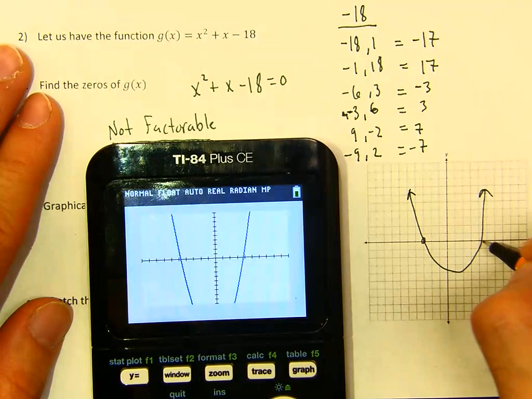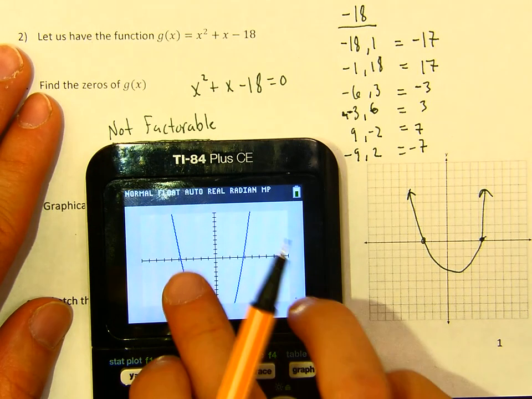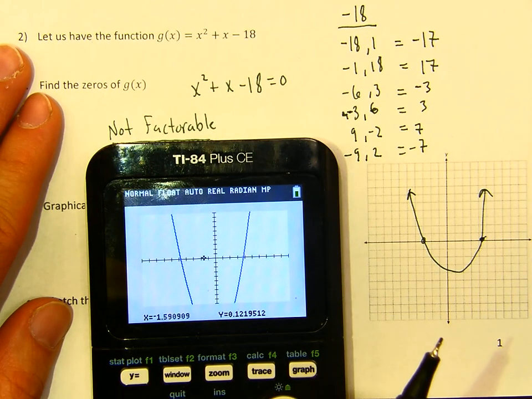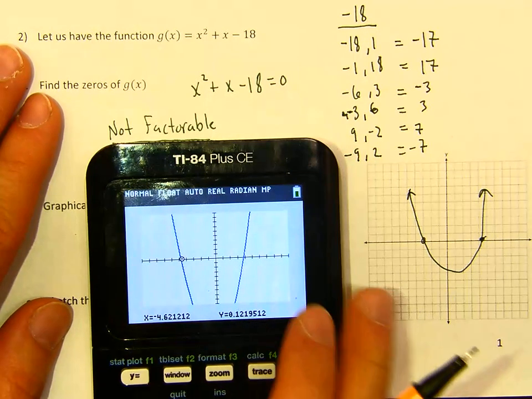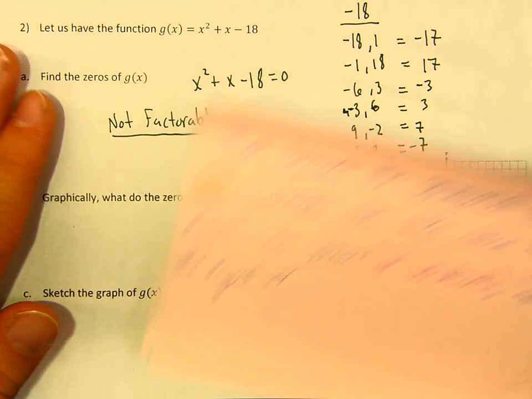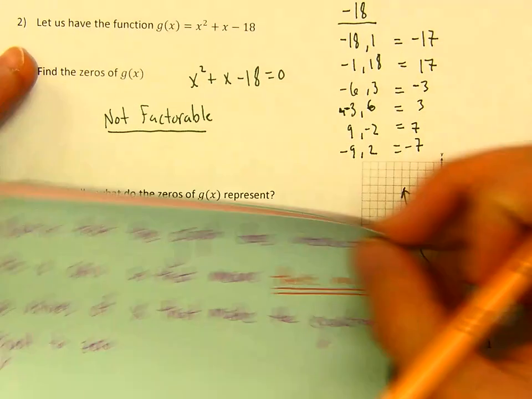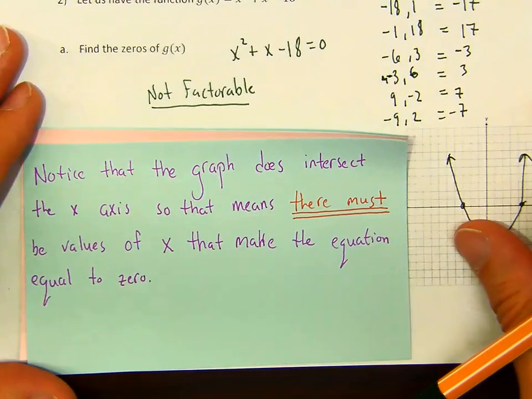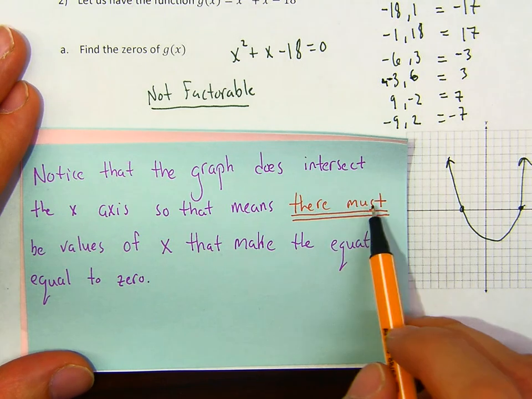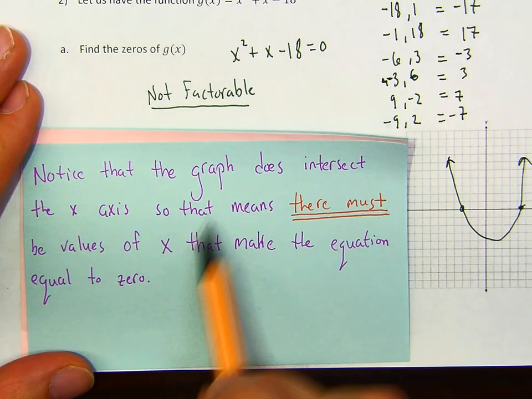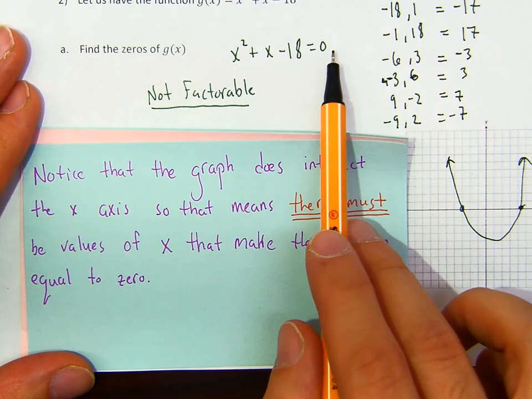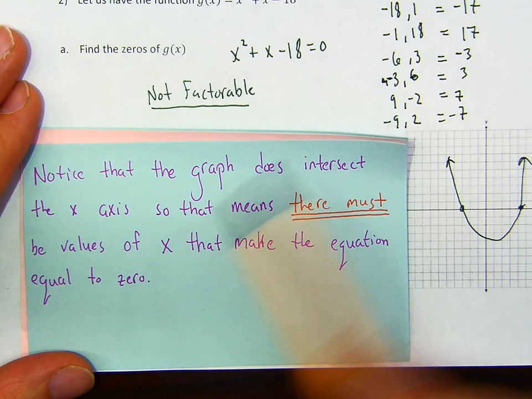They're here and here, somewhere, but we don't know exactly where they are. I mean, if I use the calculator, it looks like it's -4.6 or something. But the next question we have to ask is, notice that the graph does intersect the x-axis. So that means there must be values of x that when I plug it in here, it gives us 0, and it makes the equation equal to 0.